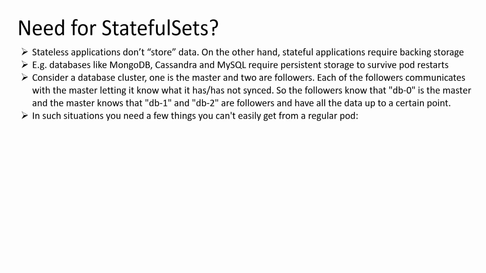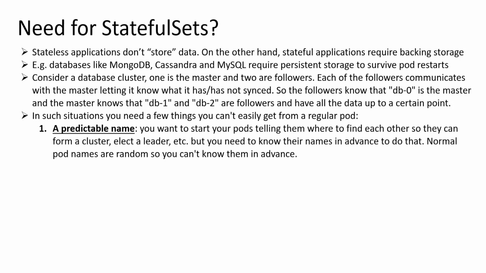In such situations, you need a few things which a regular pod may not be able to provide. Let's see what those are. Number one, a predictable name. You want to start your pods telling them where to find each other so they form a cluster, elect a leader, etc. But you need to know their names in advance to do that. Normal pod names are random, so you can't know them in advance.